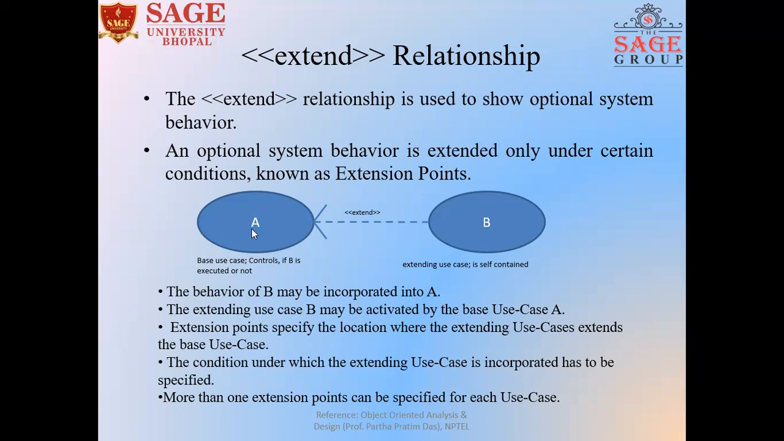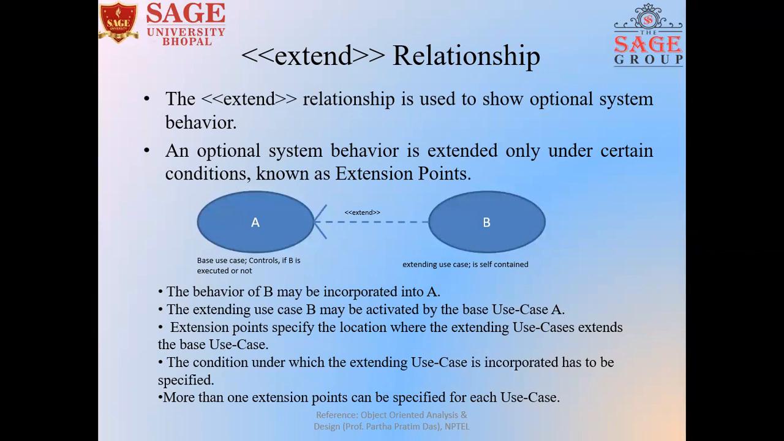In this scenario, A is called the base use case. It controls if B is executed or not, and B is an extended use case, and it is a self-contained use case. So the behavior of B may be incorporated into A. It is not compulsory that it is always incorporated into A, but it may be incorporated into the use case A. And in certain conditions, the extended use case B may be activated by the base use case A.